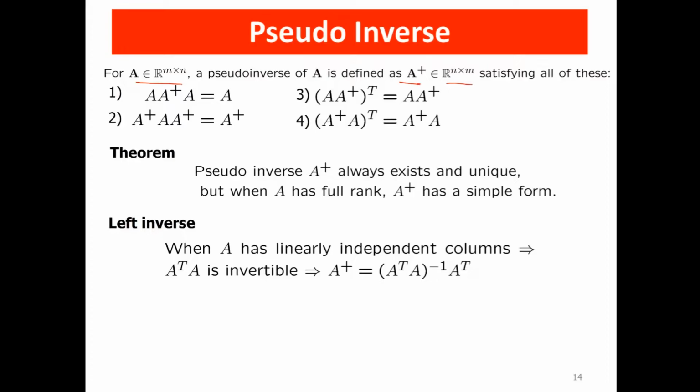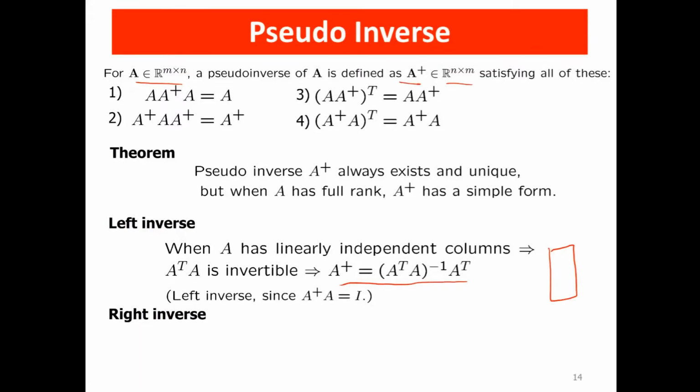When A has linearly independent columns, A is a tall matrix and all of its columns are independent. In this case, A transpose A is invertible, and A plus has this very simple form, it is just A transpose A inverse times A transpose. This is called the left inverse, since in this case it's easy to say that A plus times A, that's A transpose A inverse times A transpose A, that's the identity matrix.